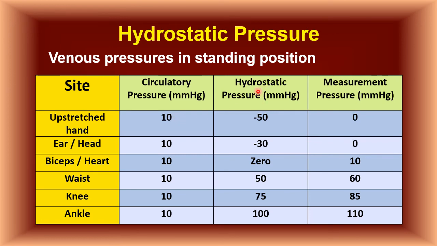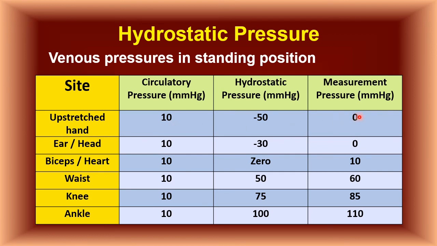And then we have the hydrostatic pressure. This is the one that changes with the points in the body. So we have, for example, the upstretched hand at negative 50, the top of the head at almost negative 30, and the heart, the brachial area, or the supine position at 0 hydrostatic. We have 50 at the waist, 75 at the knee, and 100 millimeter mercury at the level of the ankle.